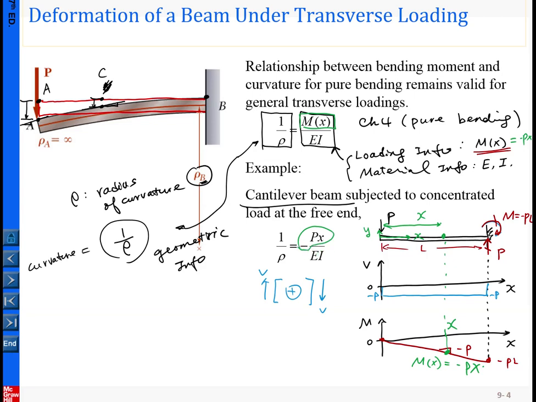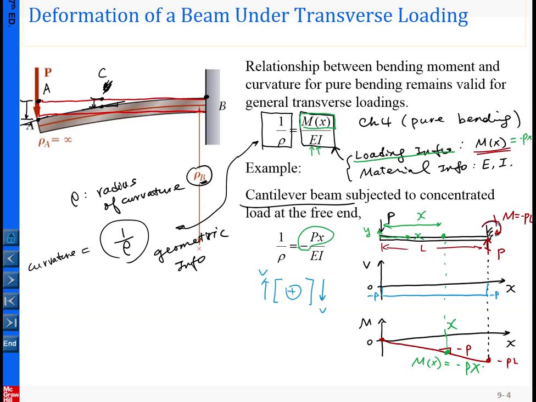For this case, regarding the loading information, you can use whatever methods we've discussed until now in this class, and try all the methods you like. I prefer the shear and bending moment diagram because that is more efficient. And usually E and I, the material information, are given, or you can very simply and quickly calculate or determine them.